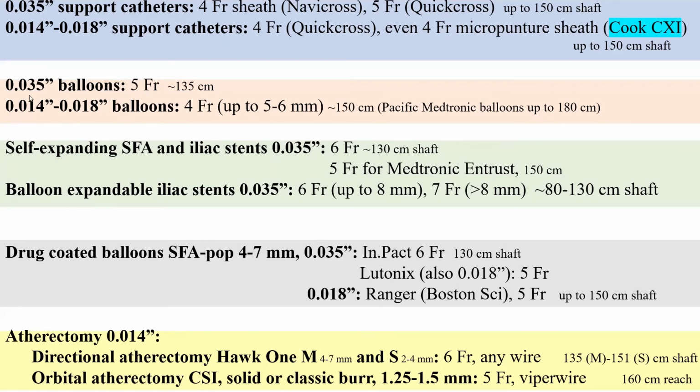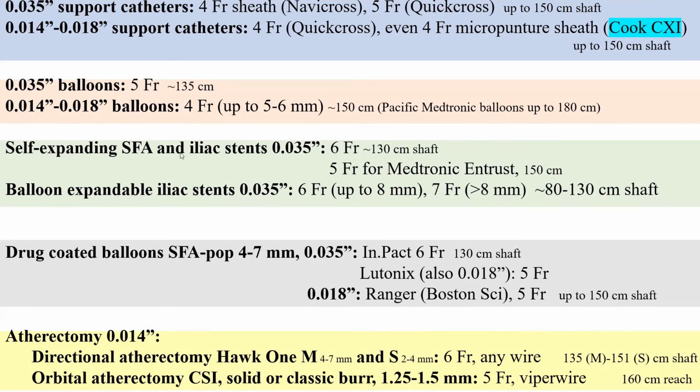For 0.35 inch balloon, they go through a 5 French guide system. Whenever I say 4 French, I'm saying sheath. Everything I refer to here as 4 or 5 French is sheath. So 0.35 balloon, they go through a 5 French sheath system. 0.14 or 18 balloon, they go through a 4 French sheath system.